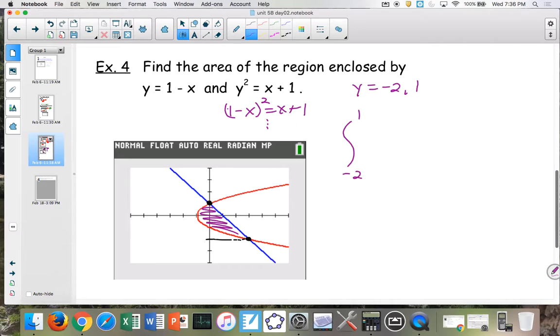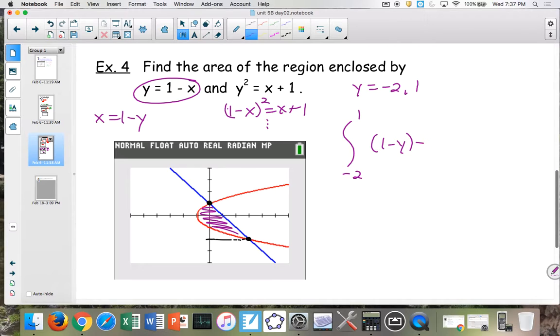Now, we're going to have to write our functions in terms of y. So the first one we can write as x equals 1 minus y. That's the blue function. And as we look at this sideways, the blue function would be on top or above the red, minus the lower function, which will be the red. So we have to solve that for x.